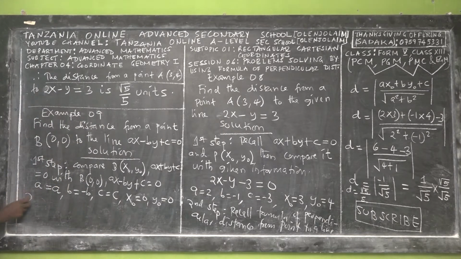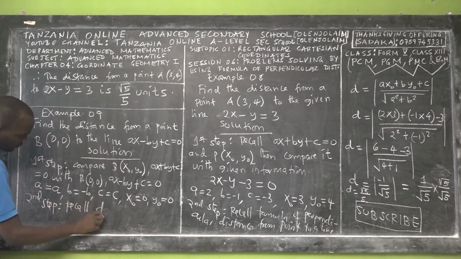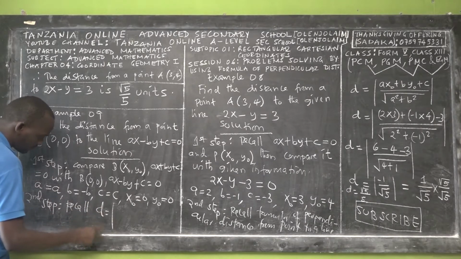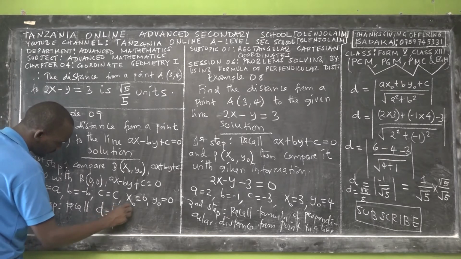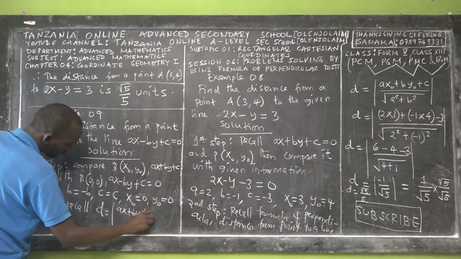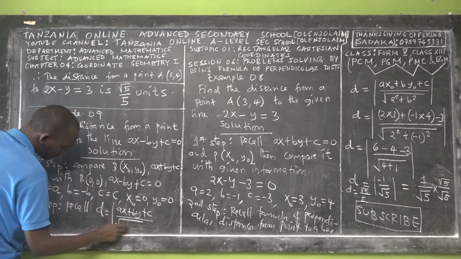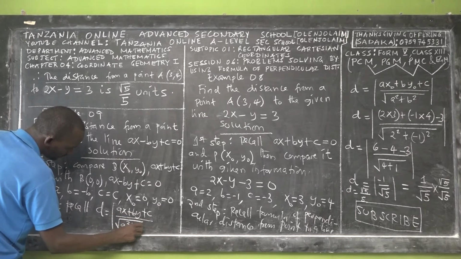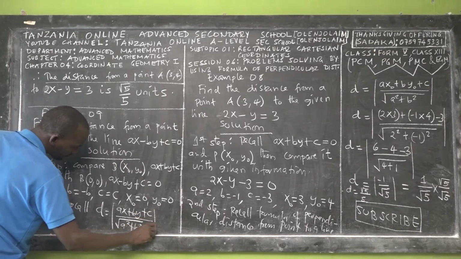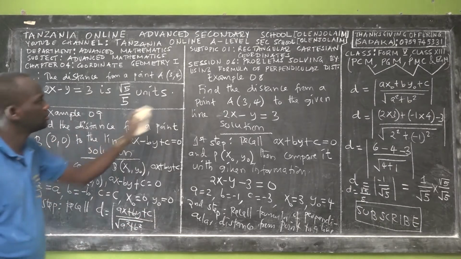Then we go for the second step. The second step, we have to recognize the perpendicular distance formula, which is d is equal to absolute of ax naught plus by naught plus c over square root of a squared plus b squared. Okay?